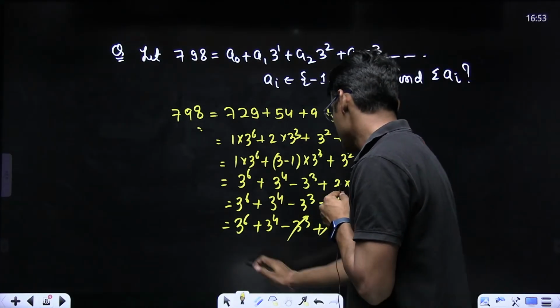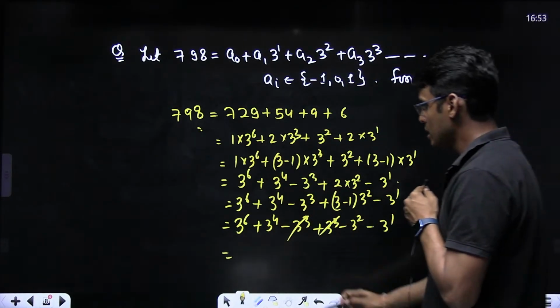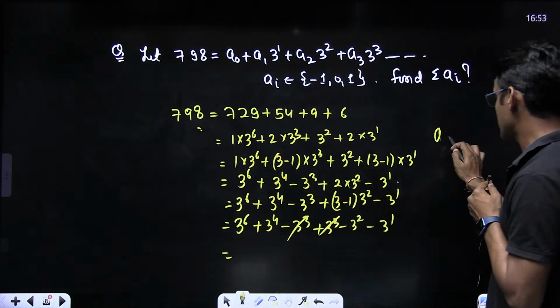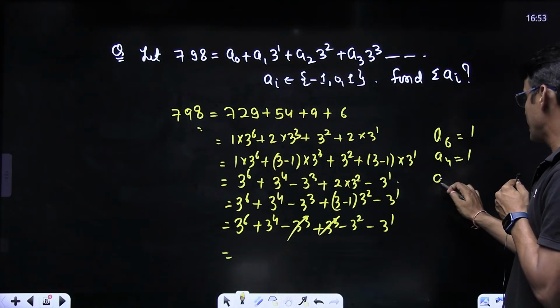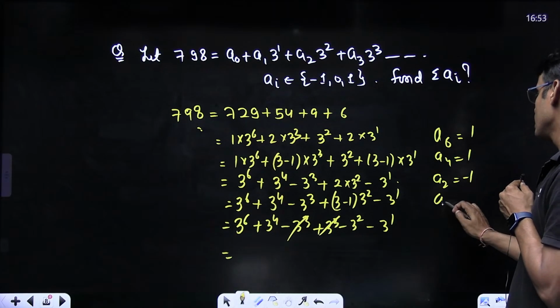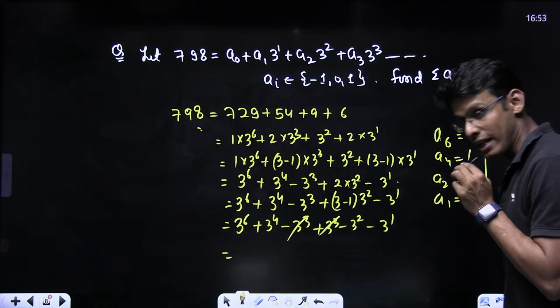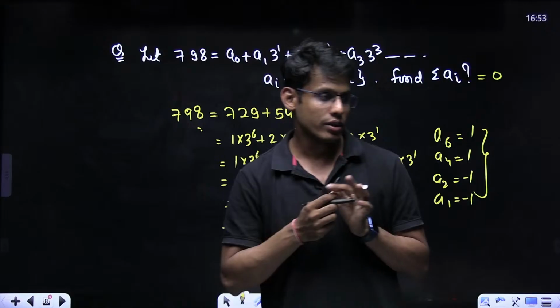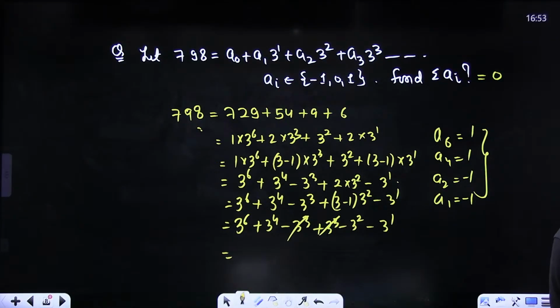Right? If you calculate it, you will get that this is the answer. So my A6 is 1, A4 is 1, A2 is minus 1, A1 is minus 1, and hence the sum is 0, which is correct. You guessed it correctly. Good.